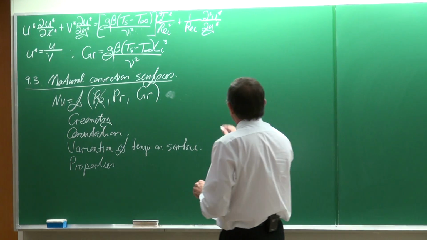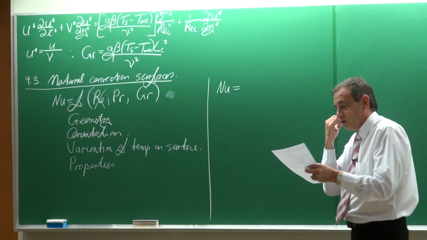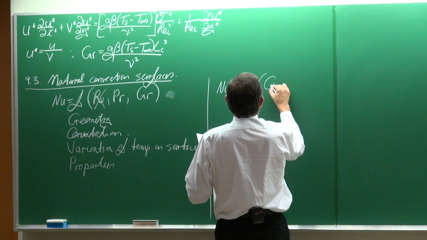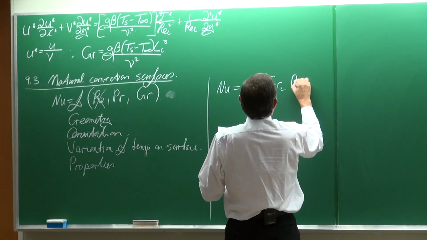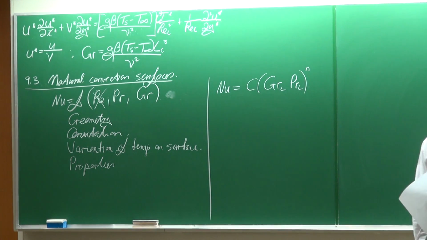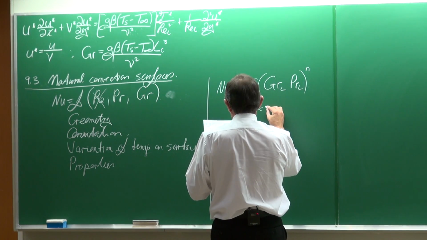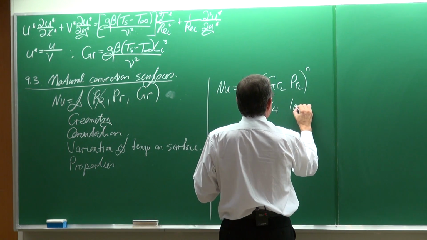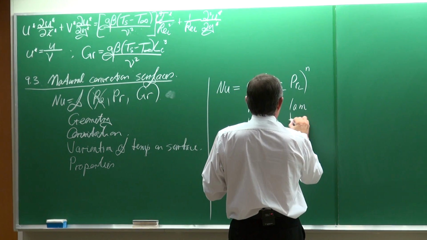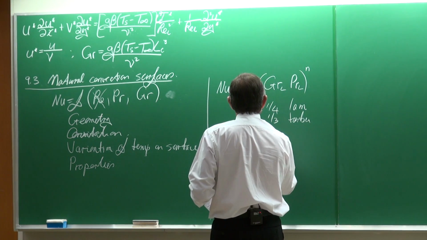Now, just like with forced convection, you'll see that in general, the Nusselt number can normally be described by saying it is equal to a constant, c, multiplied by the Grashof number multiplied by the Prandtl number to the n. And n is normally approximately equal to a quarter for laminar flow, and n is approximately a third for turbulent flow. And c itself is normally smaller than 1.